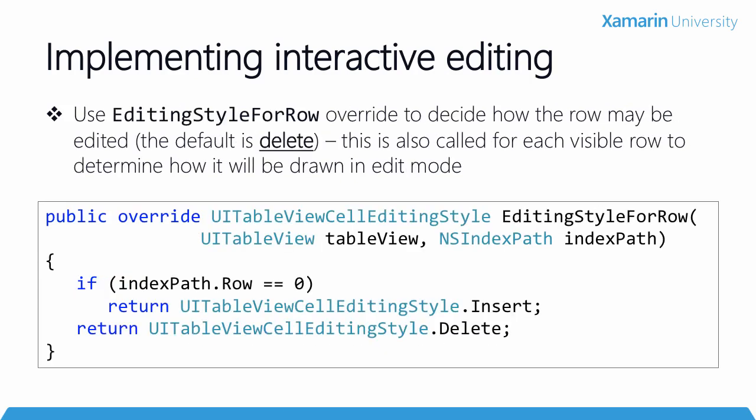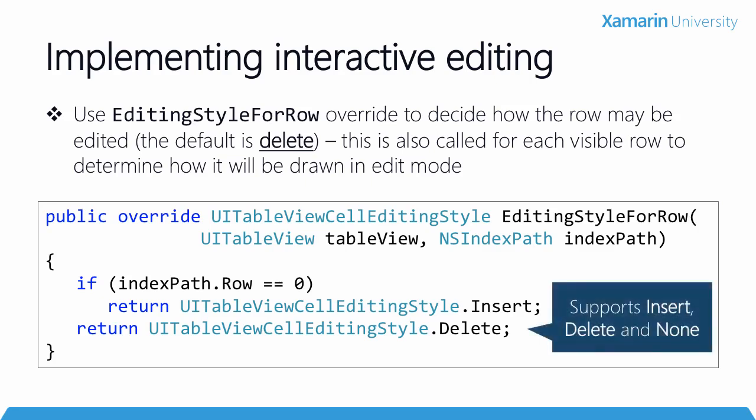Next, you can override the editingStyleForRow method on the table view's delegate to control which operation is allowed for a given editable row. This also is called for each row that supports editing, and it returns a single enumeration value. The value you return indicates the icon that will be shown next to the row. You can return none for no icon, insert for the green plus icon, and delete for the red minus icon.